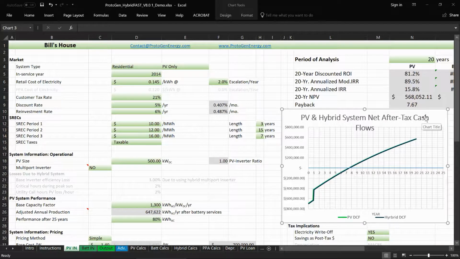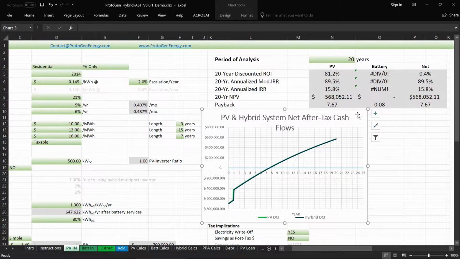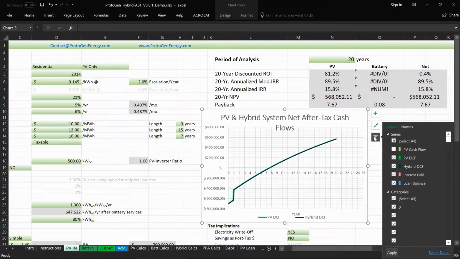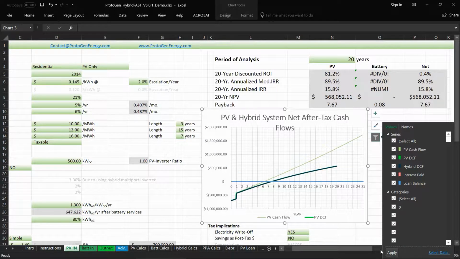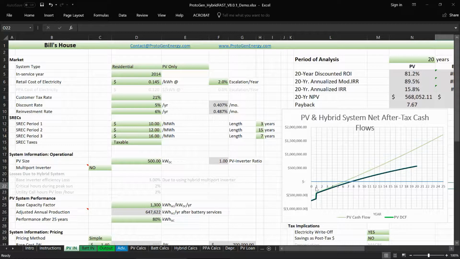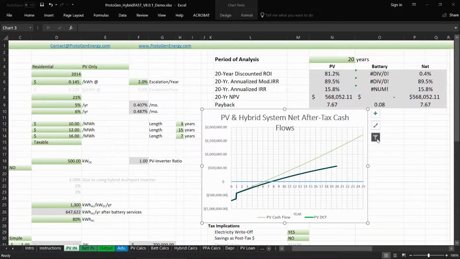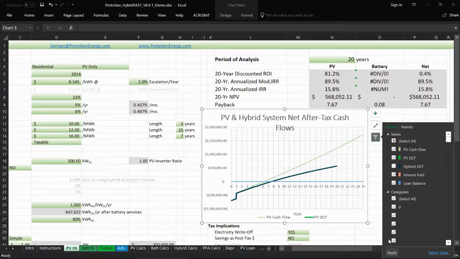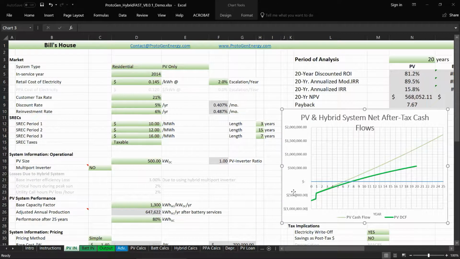So a little hidden function of the tool is if you go to the filter button, we can put the PV cash flow line back in, and that doesn't account for the time value of money. So we'll hit apply. And now you can see what happens if you don't account for the time value of money. The line really starts to run away and you get almost an exponential return from your investment. While we're here, let's also turn off the hybrid cash flow just to keep things clean because we're doing PV only.